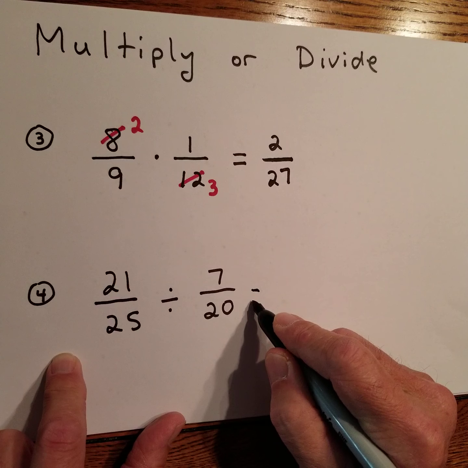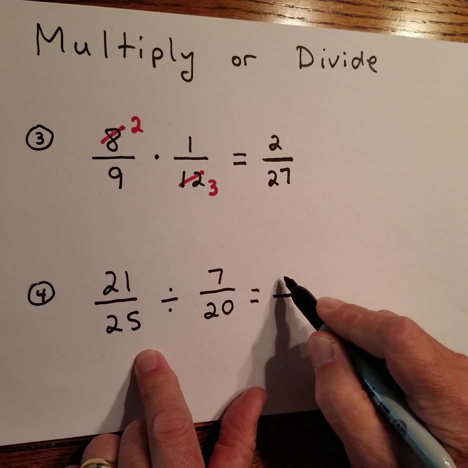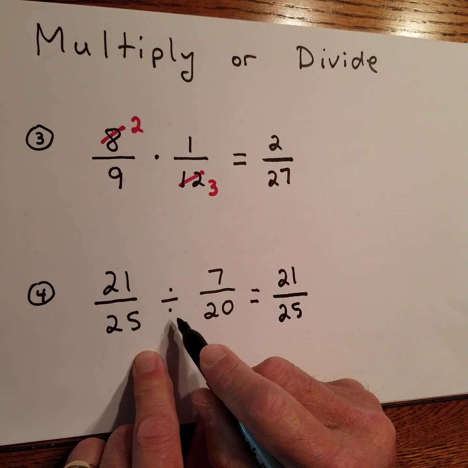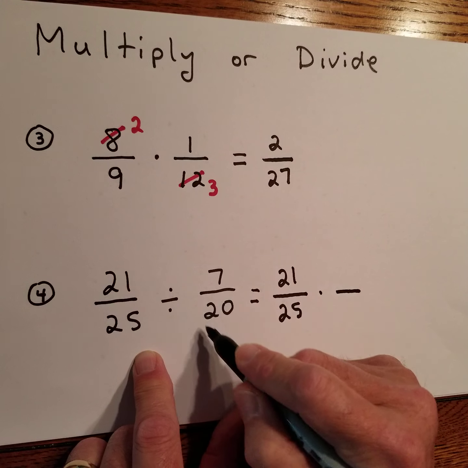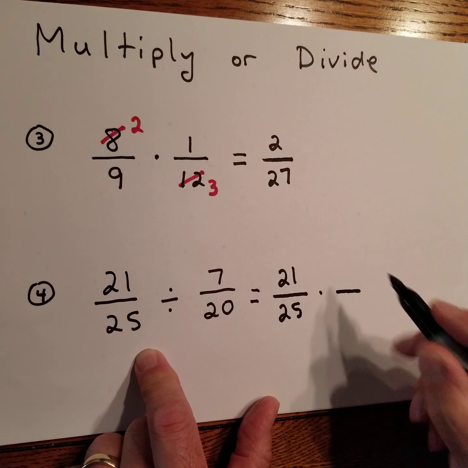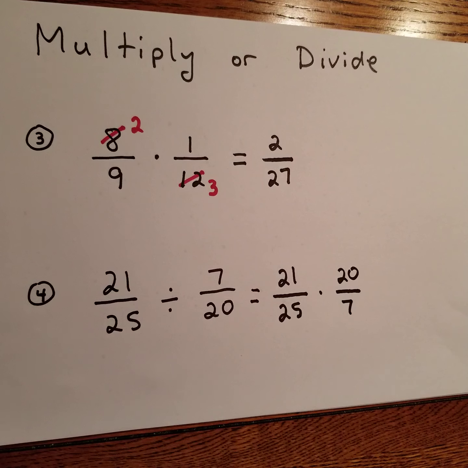On number 4, division has an extra step. We copy the first fraction, change division to multiplication, then take the reciprocal of the second fraction. Instead of 7 over 20, we like 20 over 7.